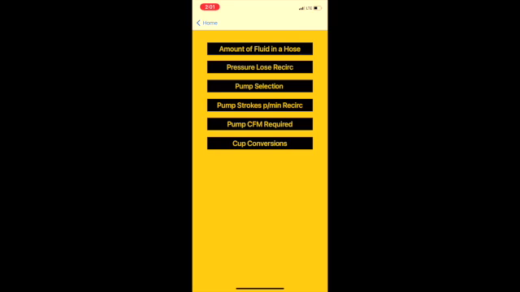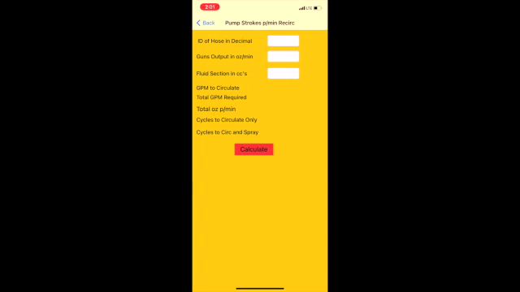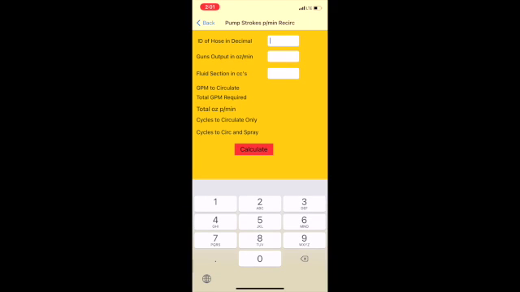Now we're going to look at pump strokes per minute in a recirculating system. I'm going to enter the inside diameter of the hose again in decimal. Going to enter the output of guns in ounces. And we're going to enter the fluid section that we want to use. In this case, let's just say we're going to use the 110 again.